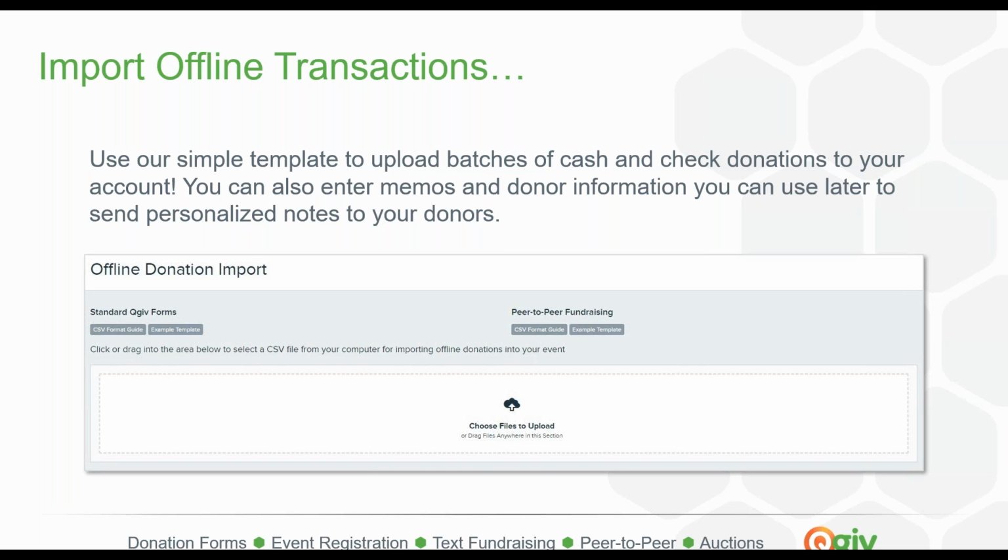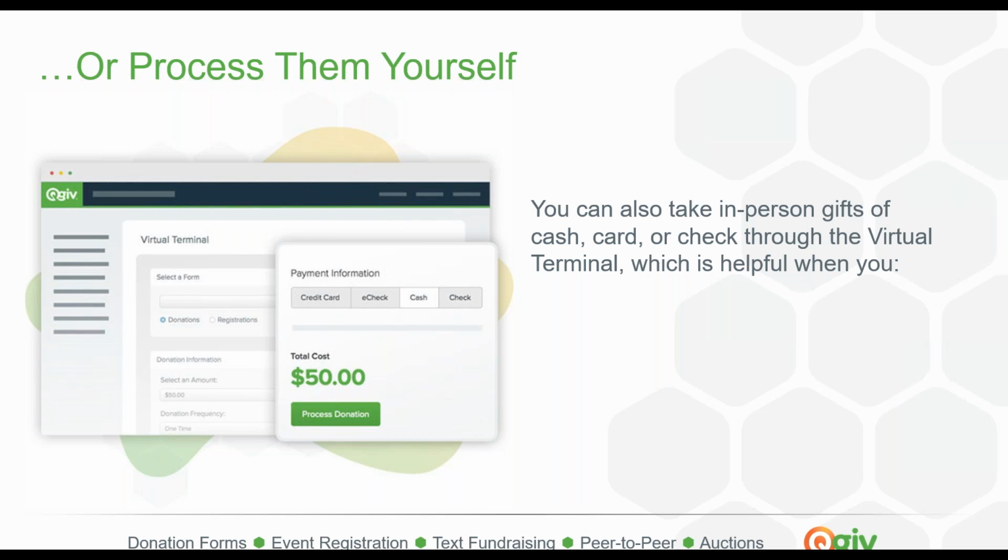What you can do is upload batches of these cash and check donations to your account. And in this area, you can also enter some memos and some donor information. So if Bill gave you a $200 cash gift when you were having lunch together at the local coffee shop, you can make a note in that upload, and then you can send him a much more relevant, personalized follow-up when the time comes.